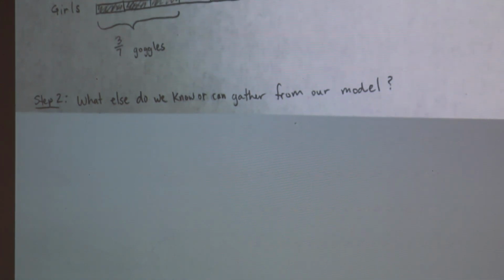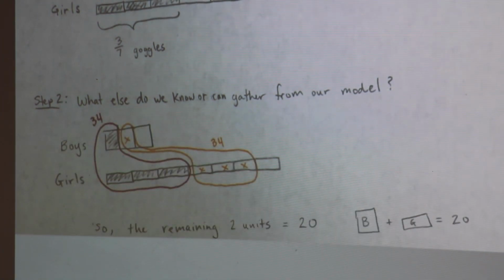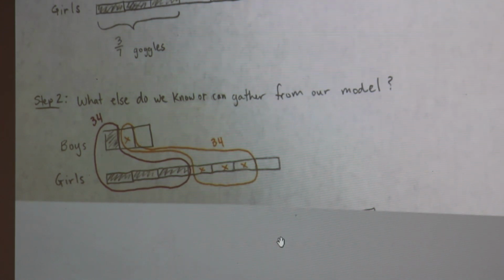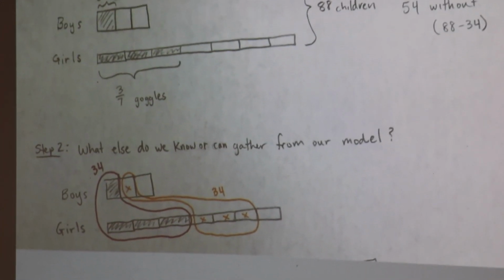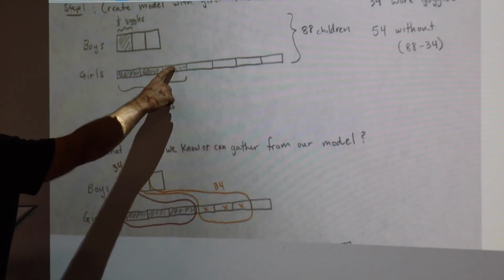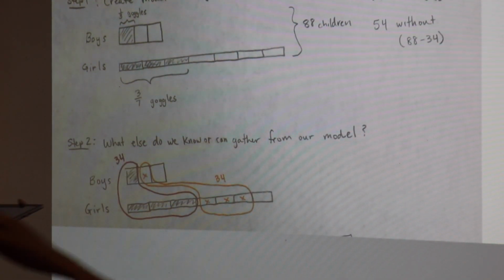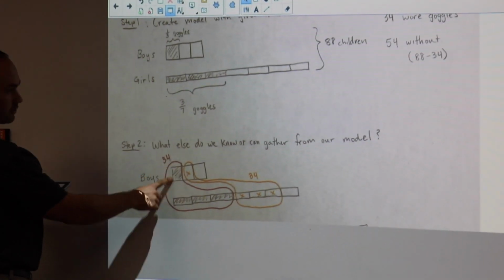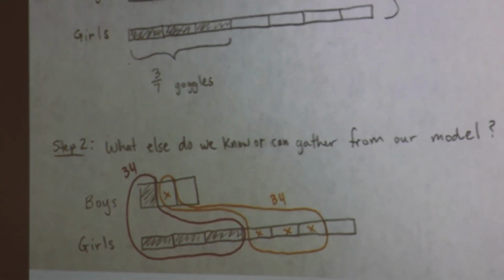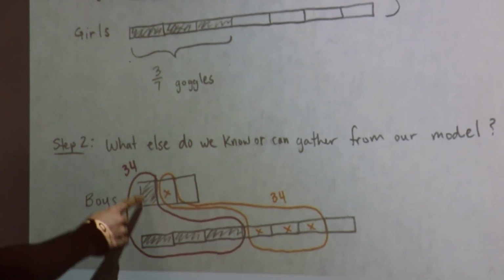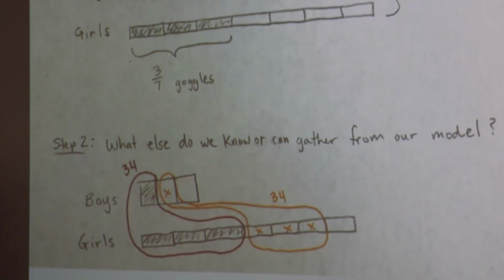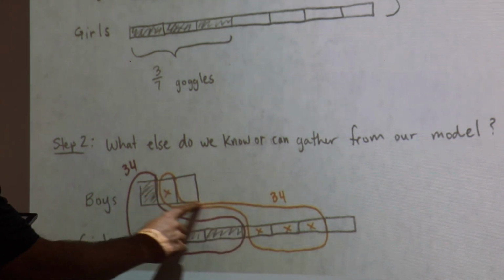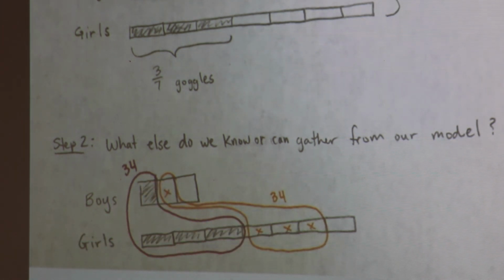So this is the clever part, I think. We were told above that together, this 1 boy unit and the 3 girl units equals 34, right? Because 34 of them wore goggles. So what I can do is group these together, similar to what was done earlier in the evening, right? And say that, okay, well, 1 boy and 3 girls, this chunk right here is 34 students, and this other chunk right here is 34 students. So I've used up 68 students.